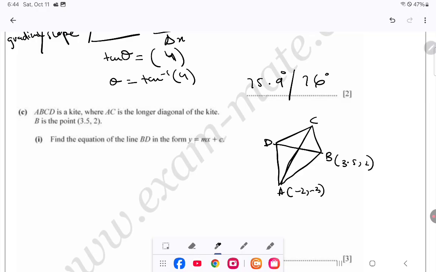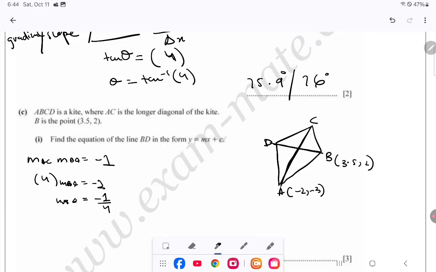Since BD is perpendicular to AC, the product of the slopes of AC and BD will be equal to -1 because they are perpendicular to each other. The slope of AC is 4, so the slope of BD times 4 is equal to -1. Dividing both sides by 4, negative 1 over 4 is our BD slope value.